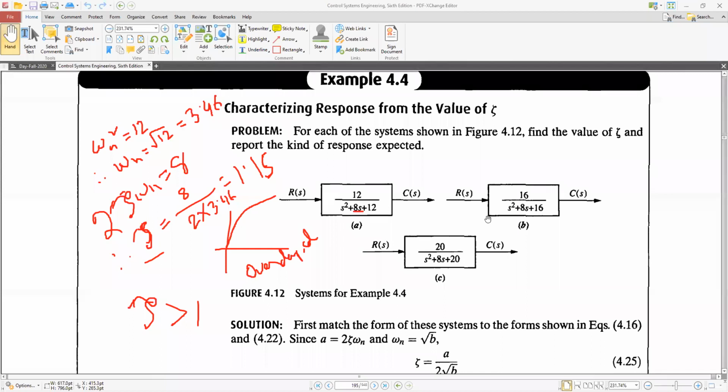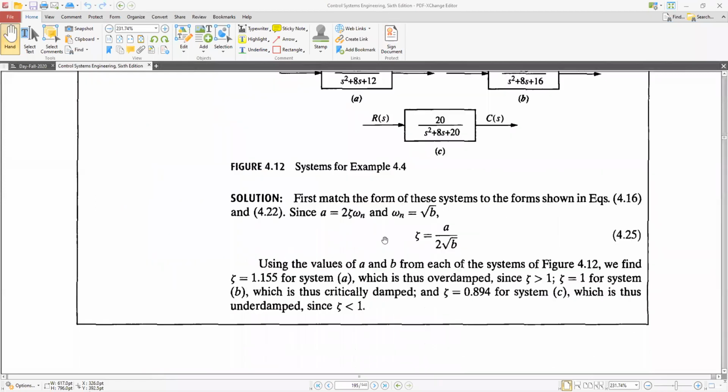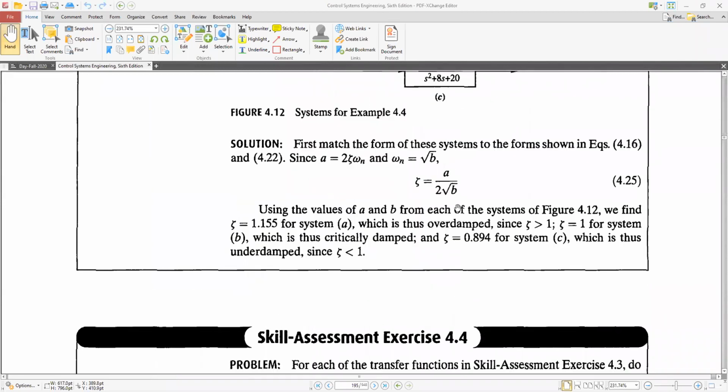So what are the steps? First of all, you have to find the natural frequency omega n, then the damping ratio zeta. Then based on the value of zeta, you have to identify what kind of output response the system will show. In this way, you have to solve all of these.